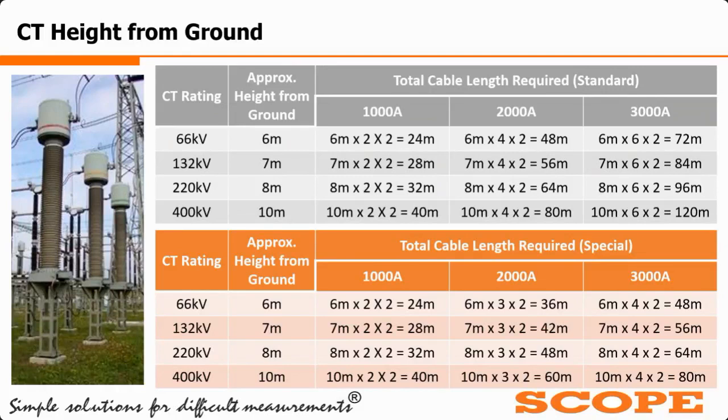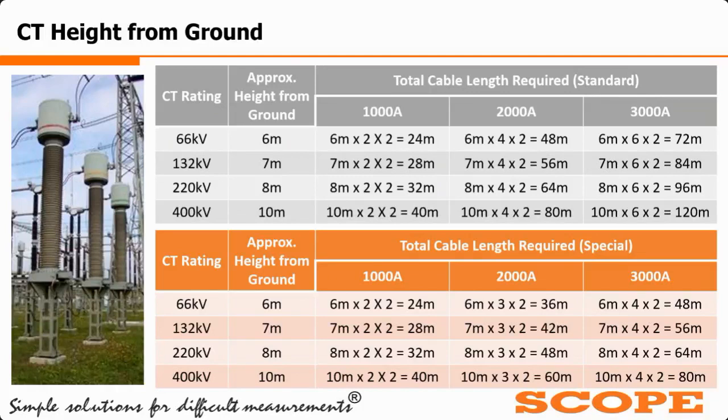For 220 kV and 400 kV, you can see 8 meter. For 1000 ampere, we require 2 cables into 2 runs. For 2000 ampere, we require 4 cables into 2 runs, and for 3000 ampere, we require 6 cables into 2 runs. That is 6 cables we need to connect from the primary P1 side, and 6 cables to connect to the primary P2 side. So overall, for 400 kV, for 3000 ampere, we require 120 meter cable if the cable type is a standard cable type.